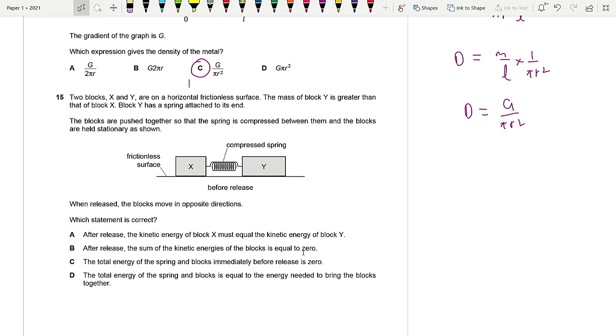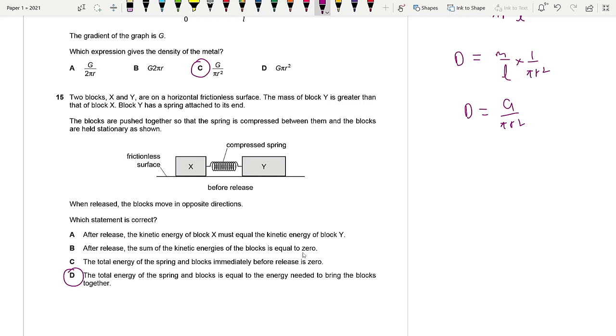Next, after release, the sum of kinetic energies is equal to, that makes no sense. Like, there's no law about that. The total energy of the spring and the blocks immediately before release is zero. No. The spring had elastic potential energy. The total energy of the spring and the blocks is equal to the energy needed to bring the blocks together. So now this makes sense.